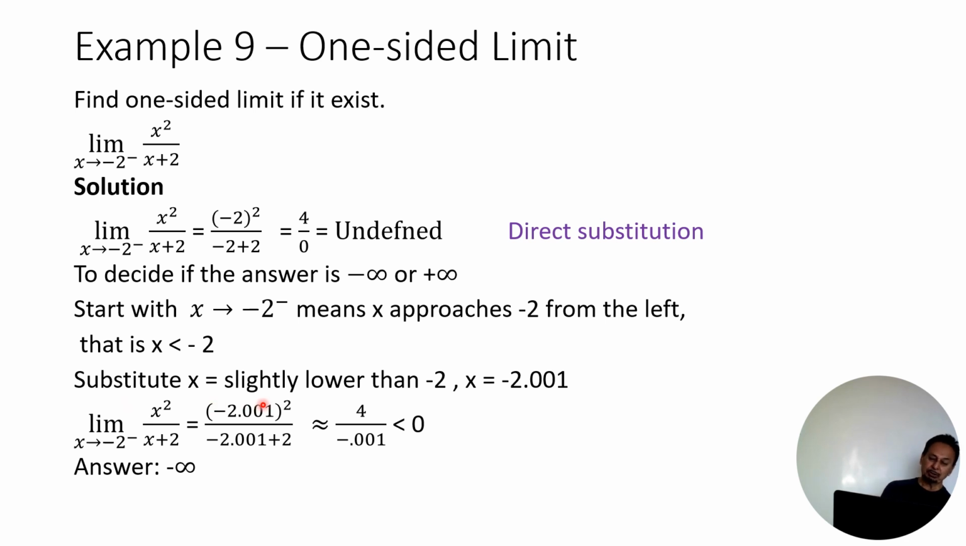So in this case, you substitute x equal to something slightly less than negative 2. So x equal to, say, minus 2.001. So the limit as x approaches minus 2 from the left of x squared over x plus 2. Substitute minus 2.001 and minus 2.001 plus 2. Square it, and the top is almost 4, and the bottom becomes negative 0.001. The top number is positive, the bottom is negative, so the answer is a number less than 0. So therefore the answer to this one is minus infinity.